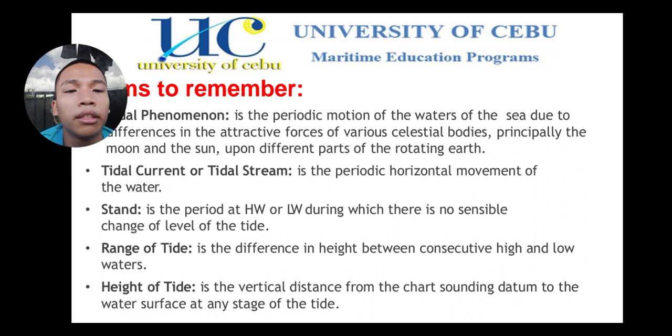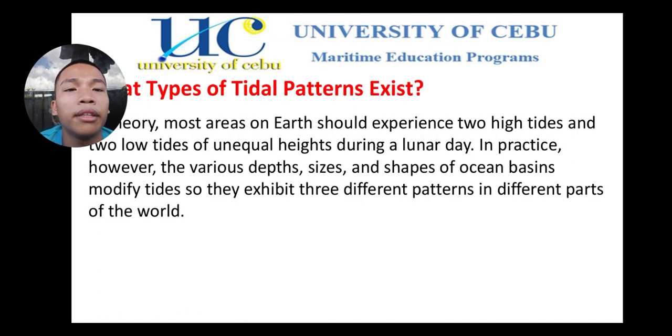Range of tide is the difference in the height between consecutive high and low waters. Height of tide is the vertical distance from chart sounding datum to the water surface at any tide.